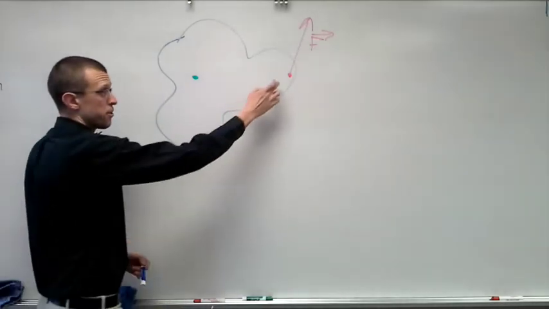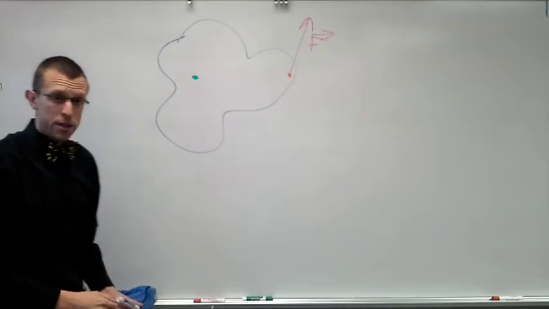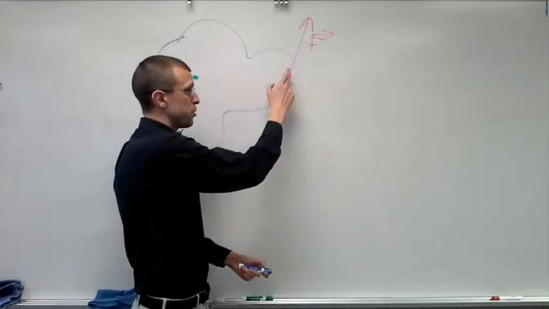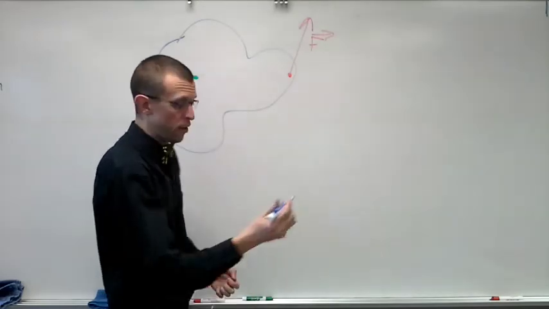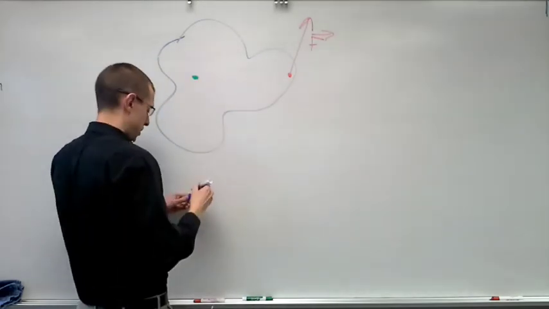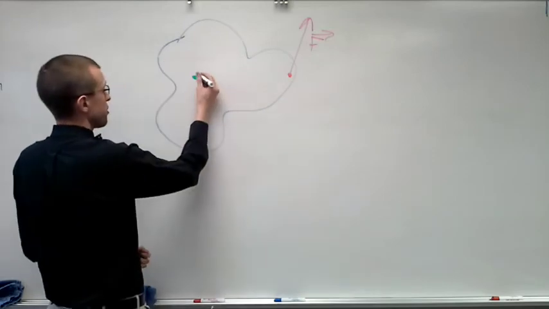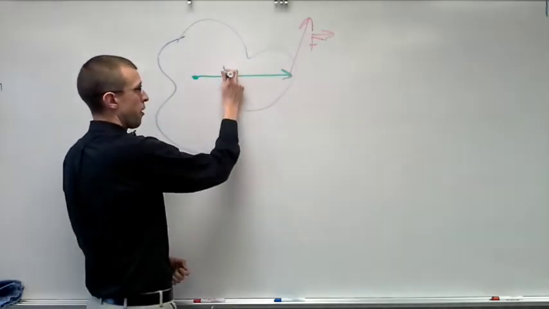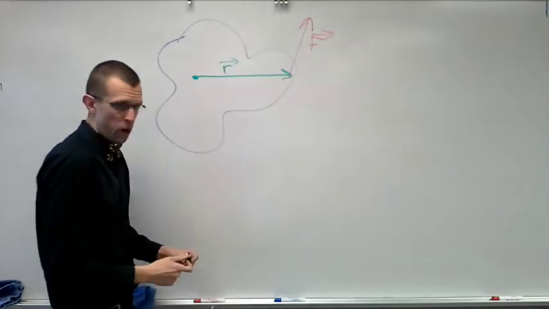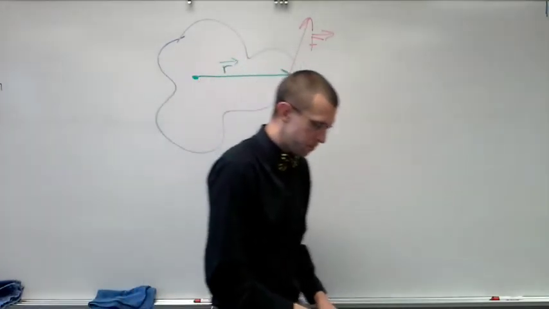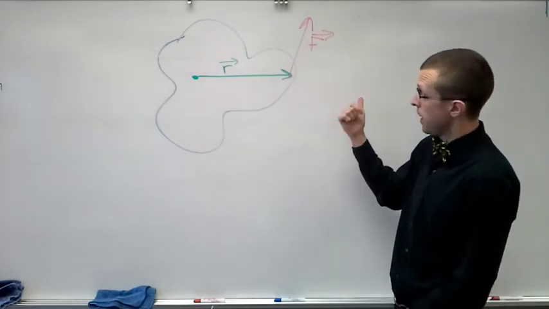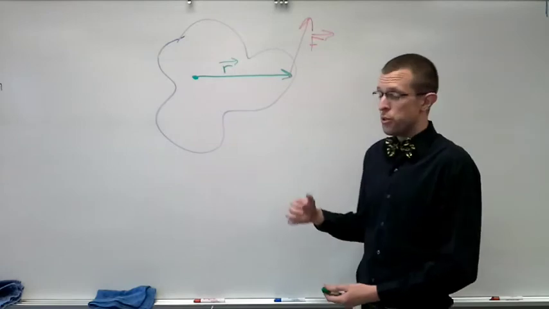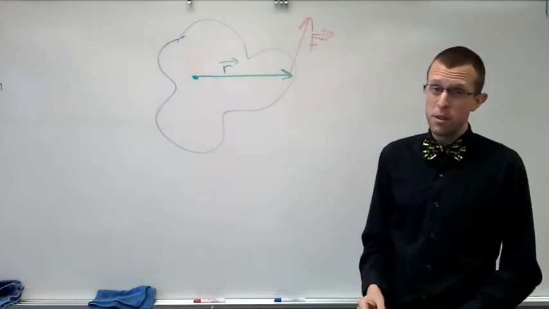So our location for this force then, we're going to describe using a vector that goes from our axis of rotation to the location where that force is being applied. So that vector would point in this direction. And we call that our r vector. r is the position vector. So we have a force vector and a position vector. And then we'll use those two vectors to figure out what our torque is going to be.